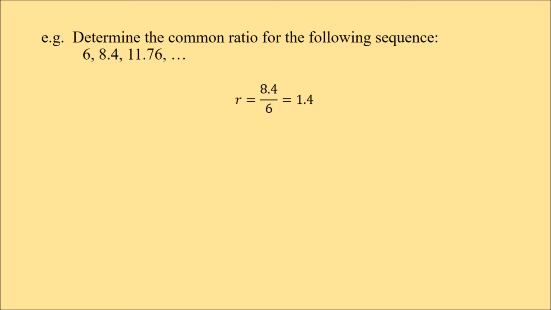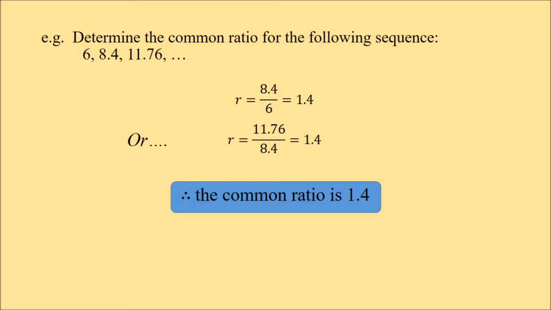As a check, 6 times 1.4 is 8.4. In other words, the value of a sub 1 times r gives me a sub 2. However, we could have used a sub 3 and a sub 2 instead. If I took a sub 3, which is 11.76, and divide by a sub 2, which is 8.4, I once again get 1.4. And as a check, a sub 2, 8.4, times r, which is 1.4, would indeed give me the value of a sub 3, 11.76. So the conclusion, the common ratio is 1.4 in that sequence.